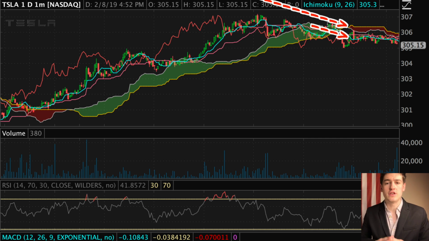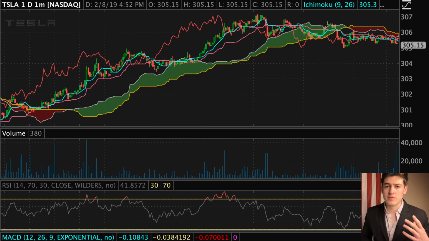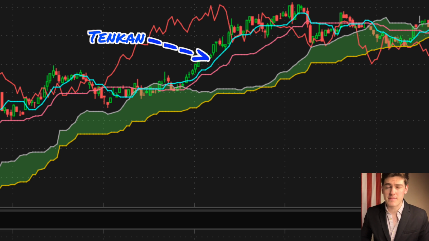Great, so the next thing you need to know is what each of these lines are. The blue line is called the Tenkan line, and I'm probably messing up the pronunciation, but in trading, the only thing you really need to know how to pronounce is profit. But nonetheless, the blue line is called the Tenkan line, and if you're familiar with Japanese martial arts, Tenkan is a move where you spin 180 degrees and kick someone in the face.